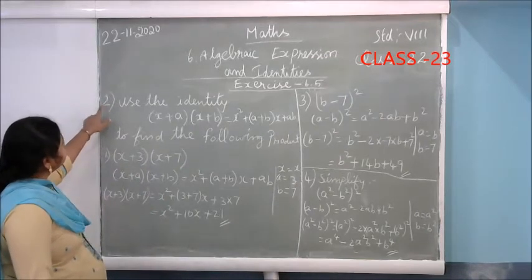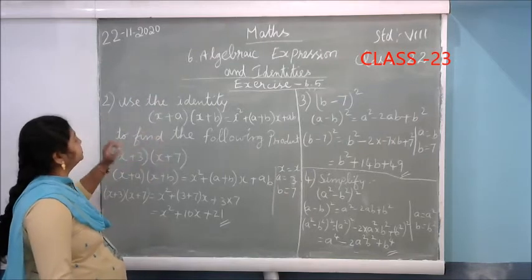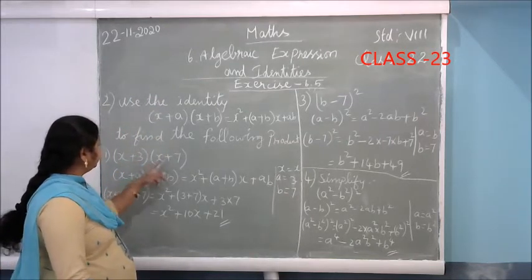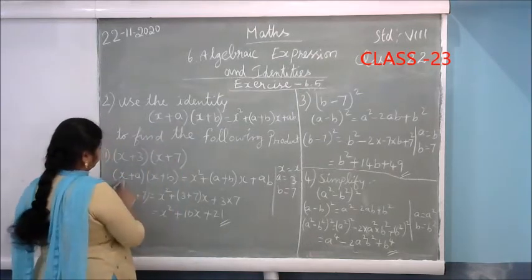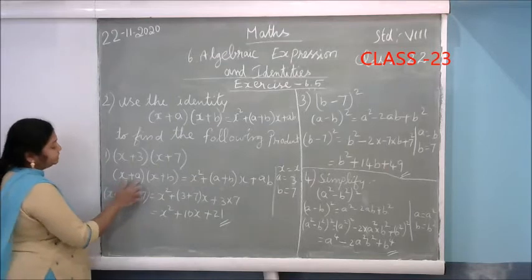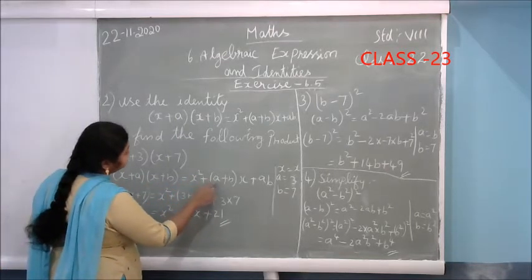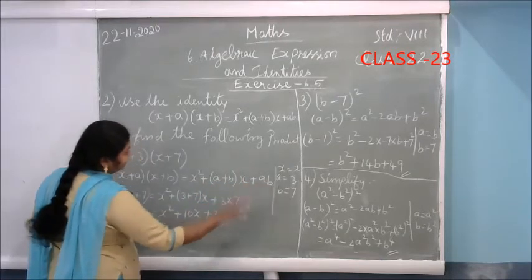The second one is to use the identity. Using this identity, you have to solve the problems. So the first sum is (x + 3)(x + 7). What is this form? (x + a), that one I wrote here. The identity I wrote here is (x + a)(x + b). What is the formula? x squared plus, inside the bracket, a plus b, outside x, plus ab.